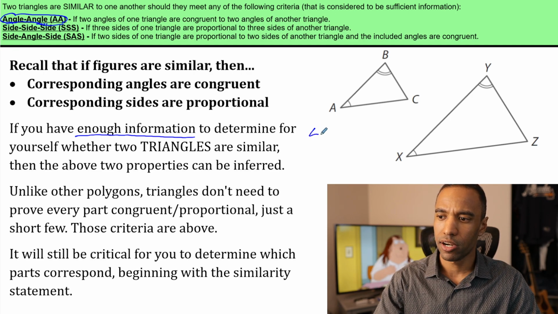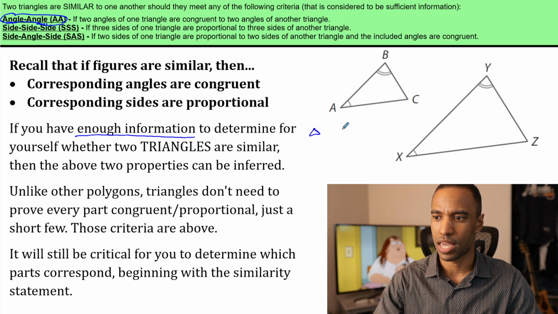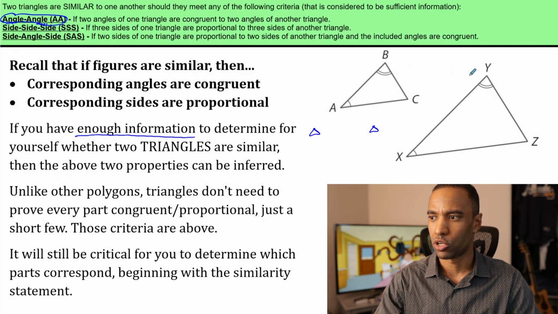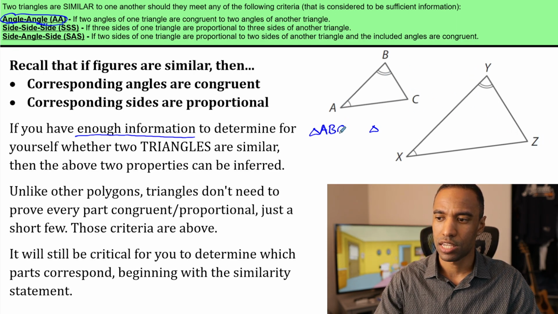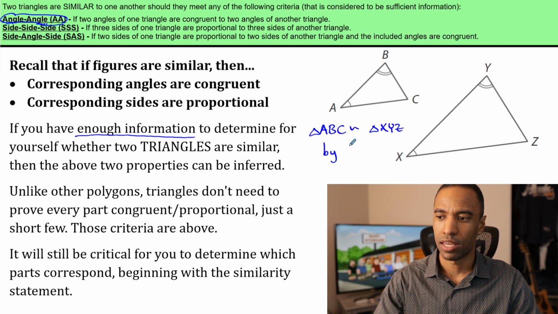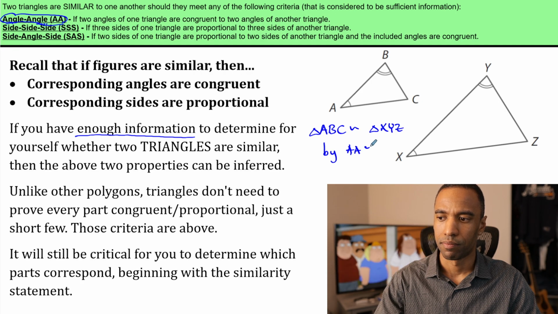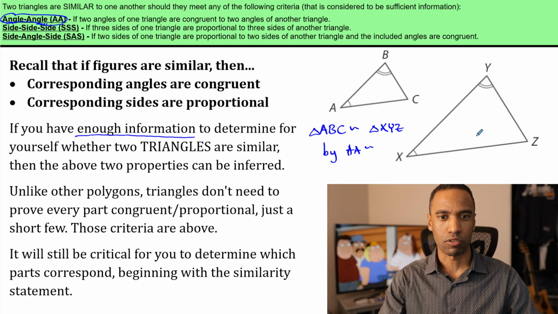Anyway, a similarity statement I could make here: if angle A is congruent to angle X, and if angle B is congruent to angle Y, then C is congruent to Z, as we know. Triangle ABC here would be similar to triangle XYZ by the angle-angle similarity theorem. Sorry, I can't really draw that. By the angle-angle similarity theorem.